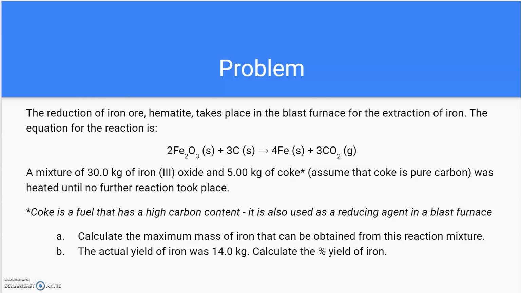The reduction of iron ore takes place in the blast furnace for the extraction of iron. The equation for the reaction is given. Then it says a mixture of 30 kilograms of iron 3 oxide and 5 kilograms of coke, which for purposes of the problem we will assume is pure carbon, are heated until no further reaction is taking place. The two questions that need to be answered are calculating the maximum mass of iron that can be obtained from this reaction mixture and calculating the percentage yield of iron if the actual yield is 14 kilograms.